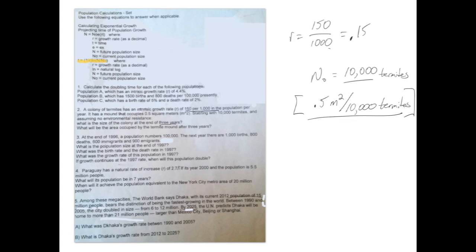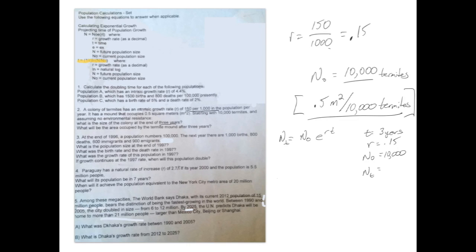So let's take a look at how you would do this. Your formula is NT equals N naught times e to the RT. Let's write down what we're given. This is kind of problem solving 101. We're given our time, which is 3 years. We're given R, which is equal to 0.15. And we're given N naught, which is 10,000. And they want to know what is NT, the population after 3 years.